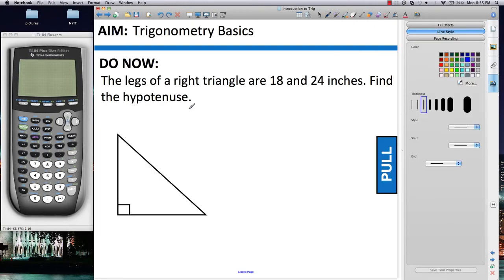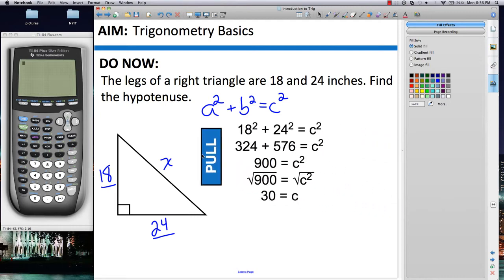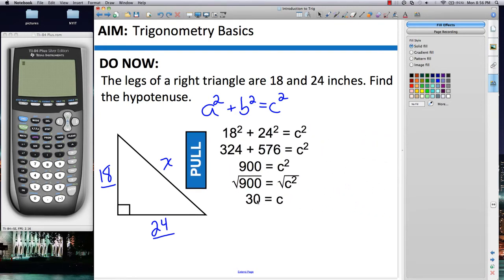If we have a right triangle and we're given two sides, so in this case the legs are 18 and 24, and we need to find the hypotenuse. So if we're given two sides of a right triangle, well then we could use the Pythagorean theorem. So a squared plus b squared equals c squared. And we would substitute in what we know. 18 is a, 24 is b, and we could solve for c. So we could use the Pythagorean theorem and get c is equal to 30.